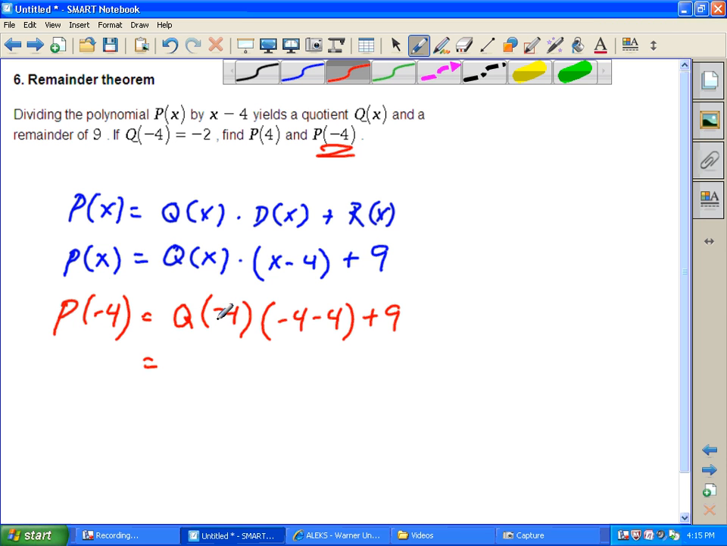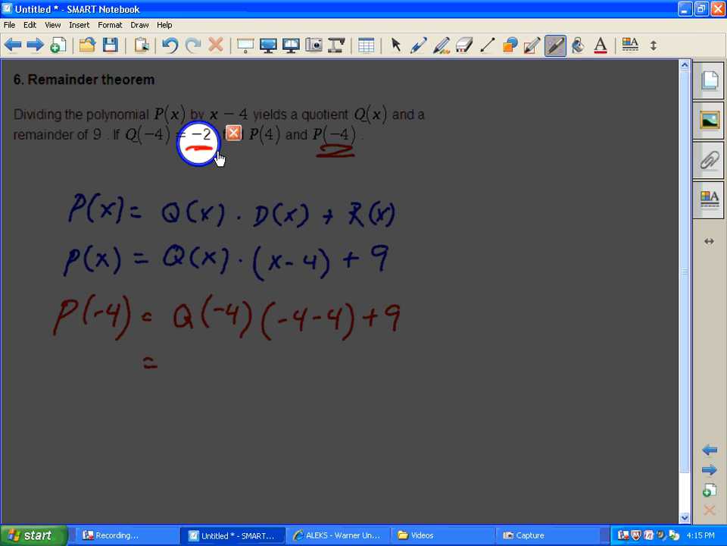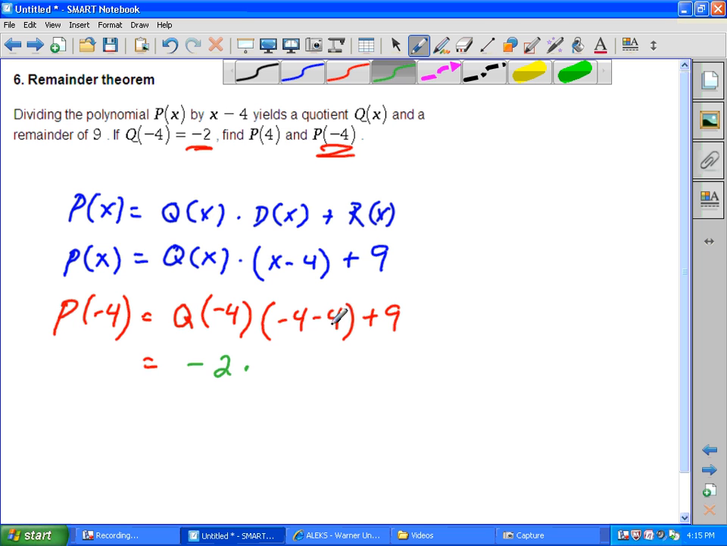Now normally I wouldn't know that because I don't have the quotient function, but I do in this case because it's provided. It's right there. Q of negative 4 equals negative 2. So we're going to use that information right down here. We're going to do a substitution. So that's a negative 2. This is negative 4 minus 4, negative 8, plus 9. Order of operations, we do these first. 16 plus 9, 25. So our two answers were 9 and 25.